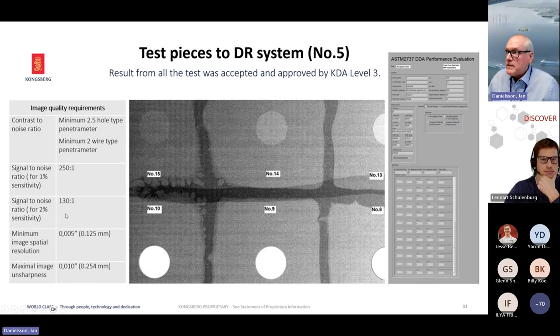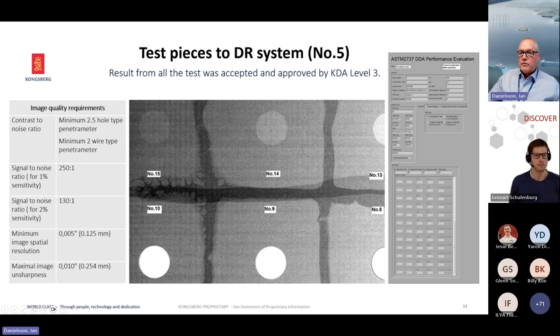This is the test piece called number 5. This is the reference quality phantom, and this is a composite sandwich foam with the laminate skin on top and bottom side. That test piece we're using for SNR for 2%. This is 2%. The result must be 130 or higher.